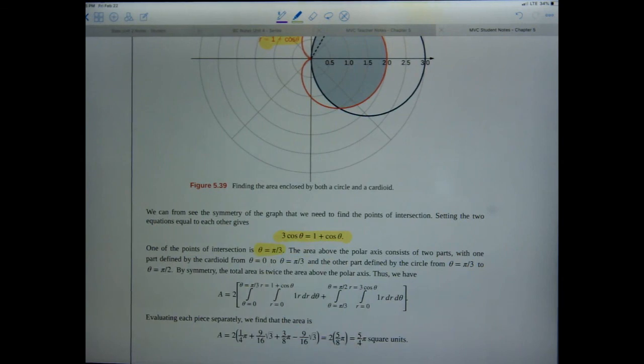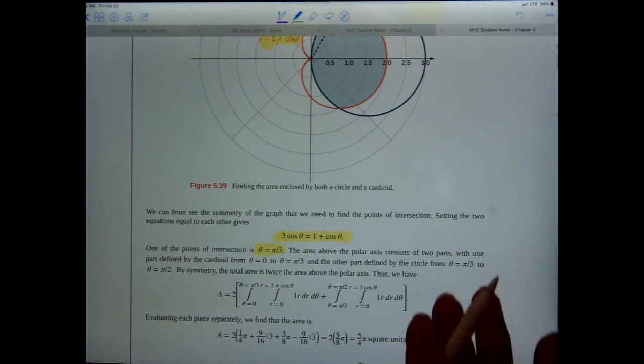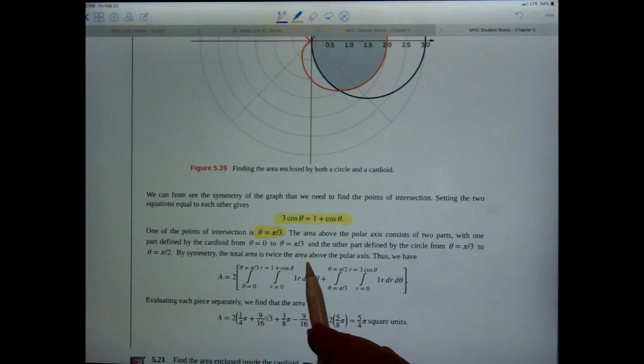And then you say that you can do that on the calculator, I think. Oh no, I have to do it by hand. The area above the polar axis, what did you just do?